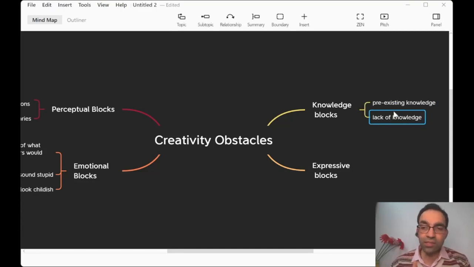So knowledge is a double-edged sword. Realize this. All of us always think that the more information we collect, the smarter we become. No, that is the usual thought process. Whereas knowledge actually also kills creativity.